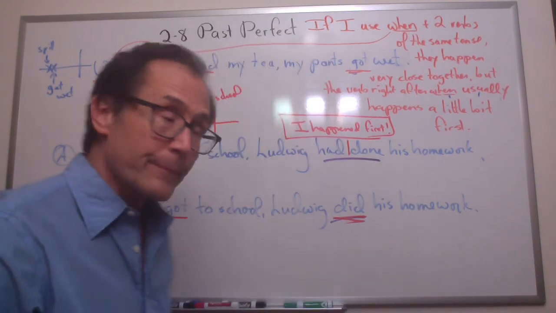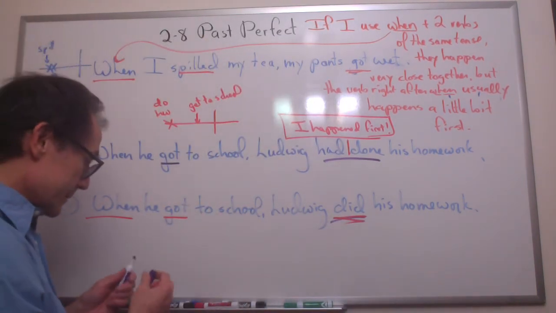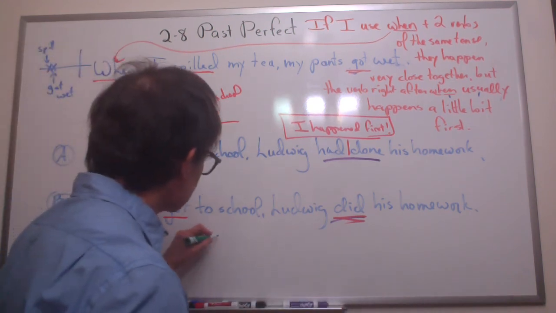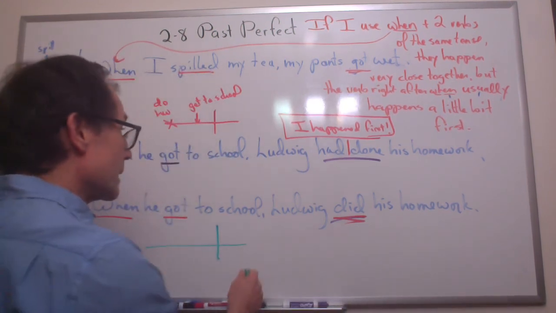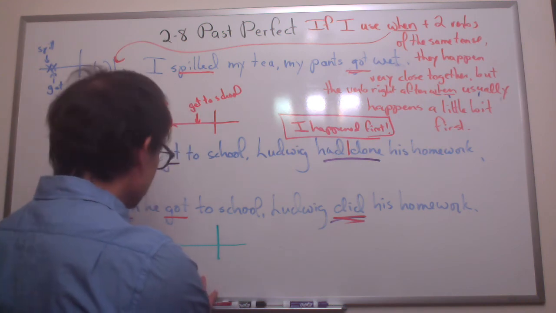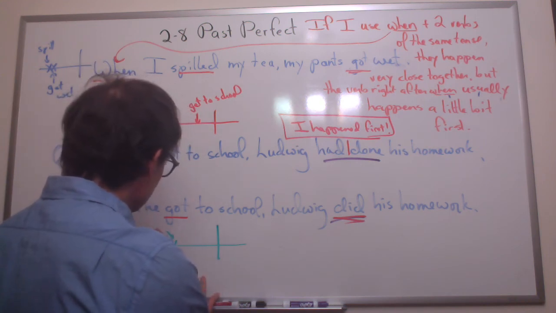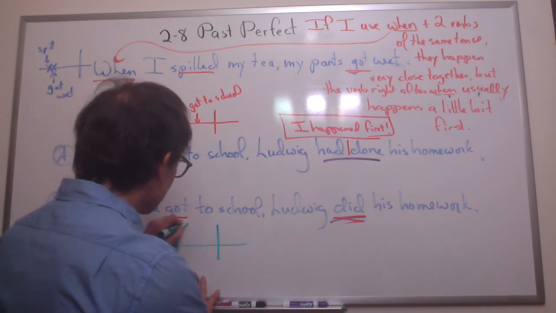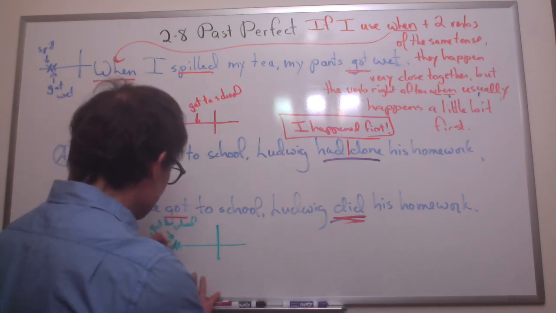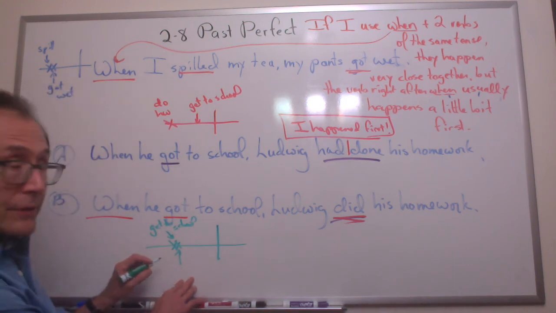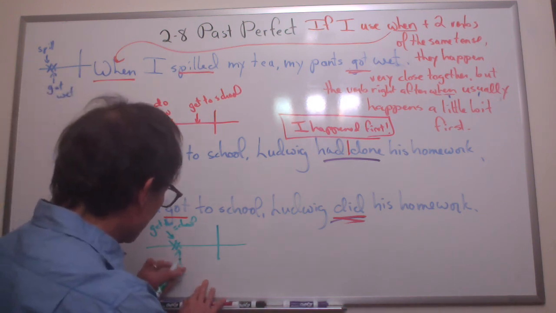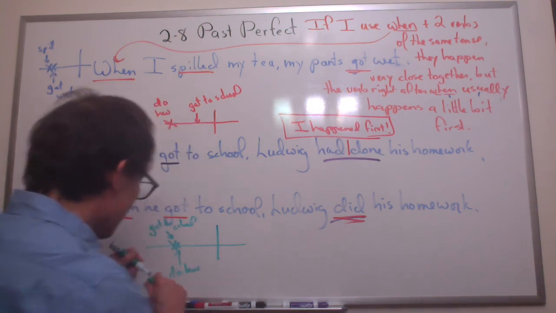So, in this sentence, if I draw a picture, here is get to school. He arrives at school. Get to school. And then very soon after he gets to school, very soon after he arrives, he does his homework. Do homework, I'll put here.